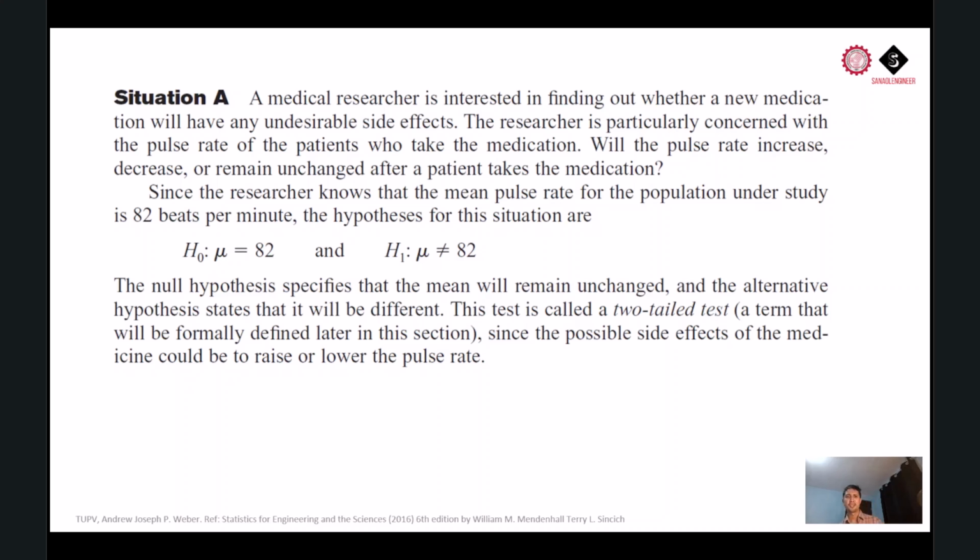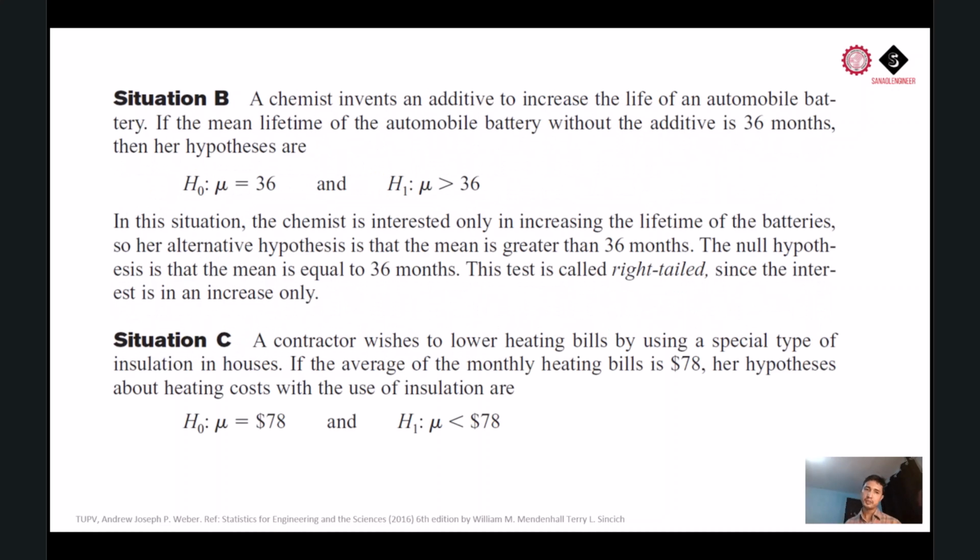But actually, if you're a researcher, it just means that you don't know the effect, whether it will increase or decrease. So if you want to be safer, if you want to be conservative, you have to use the two-tailed test. That can be used for exploratory research. Or if you don't have enough data or information to predict the effect of something, you have to use the not equal. Another situation is where you have more information or you are informed. The chemist invents an additive to increase the life of an automobile battery.